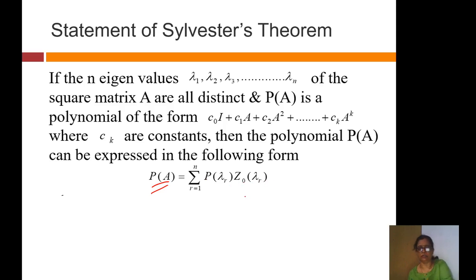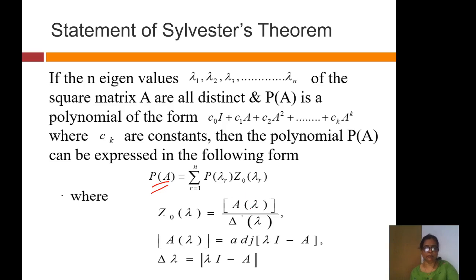In this way we consider the values, and here Z0 of lambda means A of lambda matrix upon del dash of lambda, where A of lambda means adjoint of lambda I minus A and del of lambda means determinant of lambda I minus A. Now if we differentiate this with respect to lambda, we get the del dash of lambda term. Substitute here and find the value of Z0 of lambda, and then substitute Z0 of lambda for the first eigenvalue and for the second eigenvalue. In this way we apply this theorem for solving the examples.